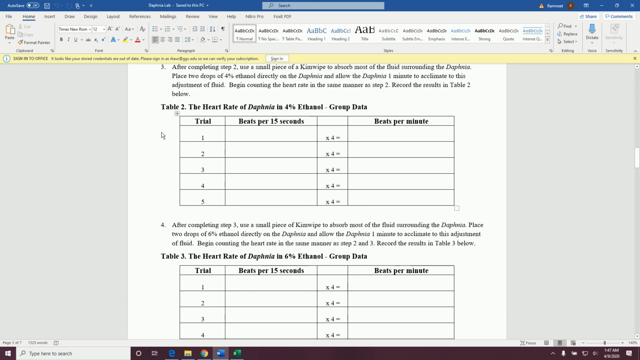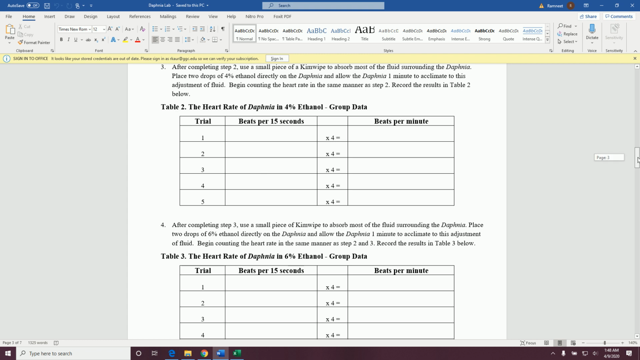You would have done this thing 5 times, and you would have done 5 trials. So in every trial you would have counted the heartbeat for 15 seconds, and then you would have waited for 45 seconds. Whatever heartbeat you get in 15 seconds, you will multiply by 4, and then you get the beat in a minute, and this is going to be done 5 times.